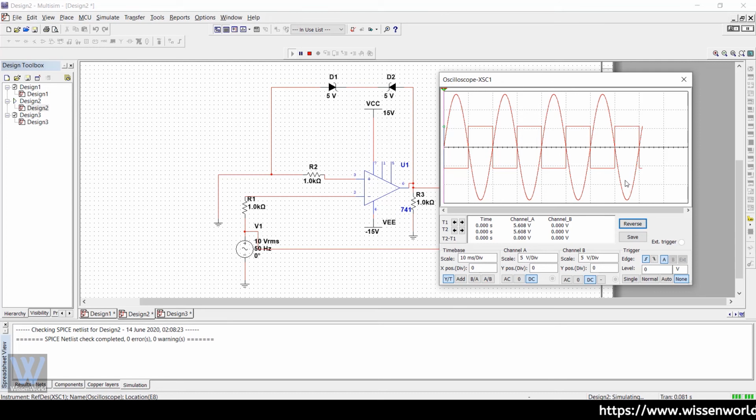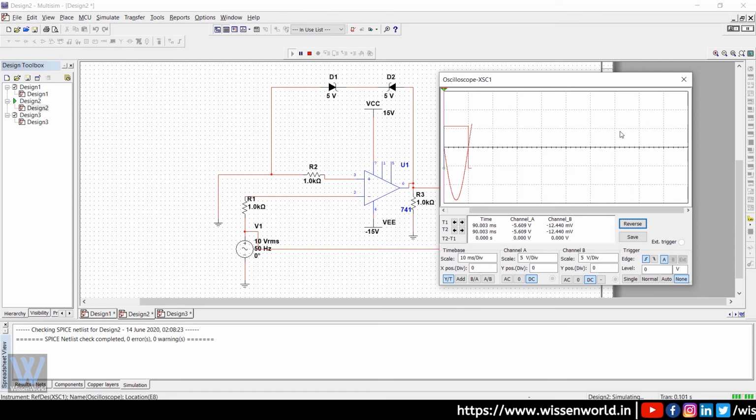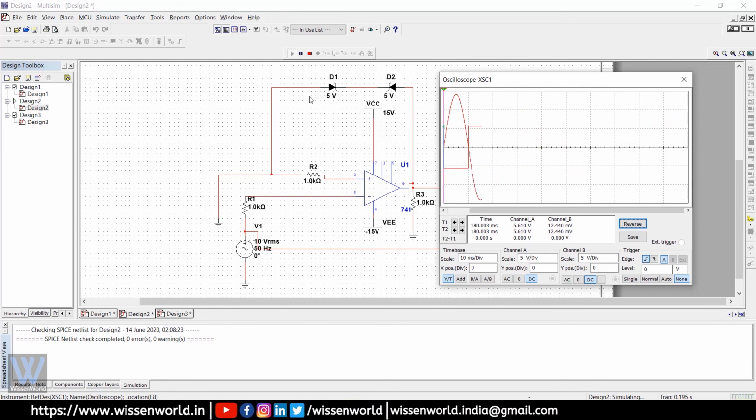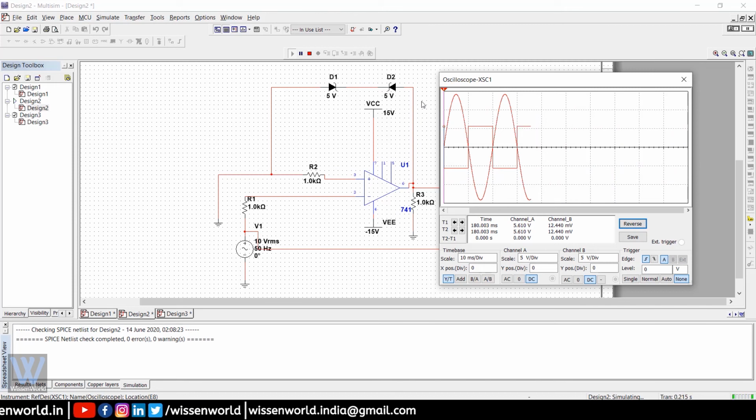When the input is increasing in the negative direction, we get a positive output, and when the input is increasing in the positive direction, we get a negative output. And you can see that we have used two Zener diodes. Now let's move to our second circuit.